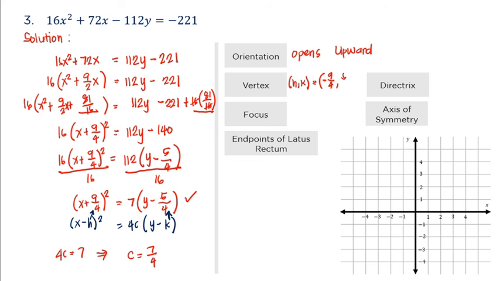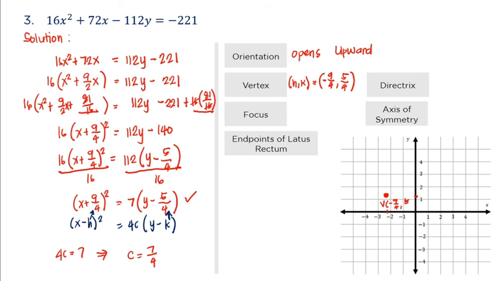So we will plot the vertex on the Cartesian plane. So we have negative 9 over 4. That is just negative 2 and 1/4, right? So negative 2 and 1/4. So somewhere here, right? And our k is 5/4. That is 1 and 1/4. So it is here. So this is now our vertex. So the vertex has the coordinates (negative 9 over 4, 5/4).